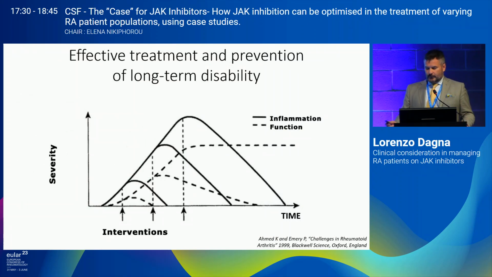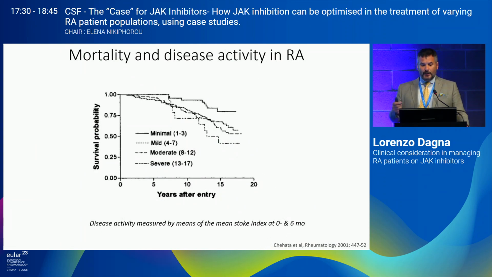What we know, from a very old slide actually, but we know perfectly well, is that articular function is a function of how well we are able to stop inflammation. If we are late in stopping inflammation, then we have more disability, and then we have more problems with the disease. And we also know, again from a very old slide, but it quite clearly points out that mortality, so survival probability, is strictly dependent on the disease activity of the patient.